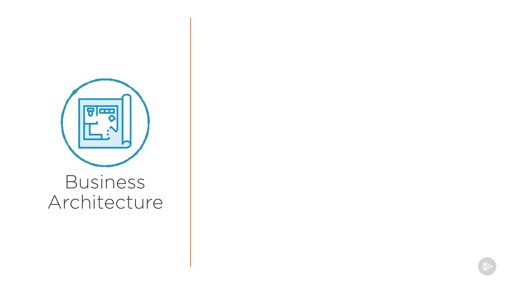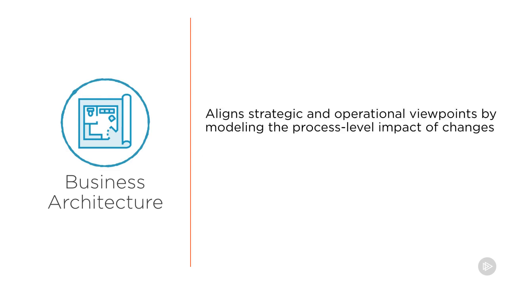Business architectures allow us to align the strategic and operational viewpoints that might differ within the business otherwise by modeling the process-level impact of changes. So we can understand not only what goals might be out there from a strategic point, but how this will affect the day-to-day frontline operations of our business.